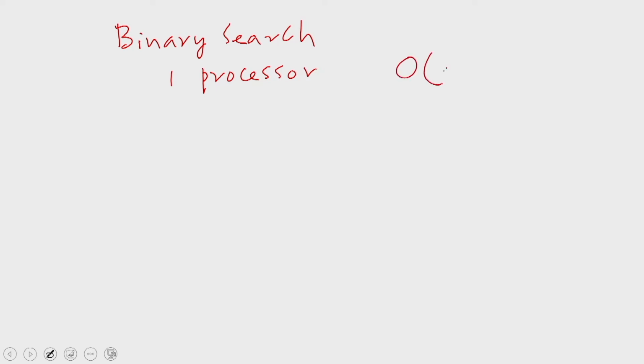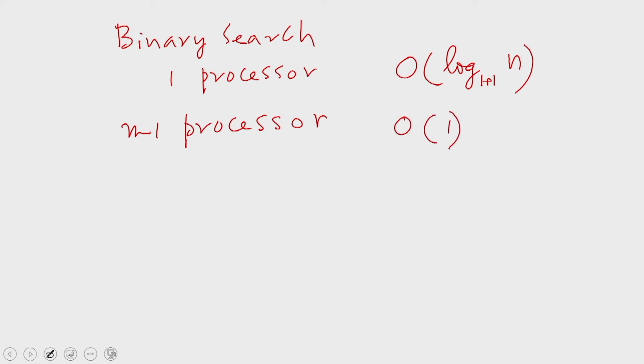So, we can see that the two algorithms, binary search, where we use one processor, and therefore, the running time is order of log n to the base 1 plus 1, and the n minus 1 processor search, which runs in order of 1 time, are both generalizations of the algorithm we have seen, where we use P processors and the algorithm runs in order of log n to the base p plus 1 time.